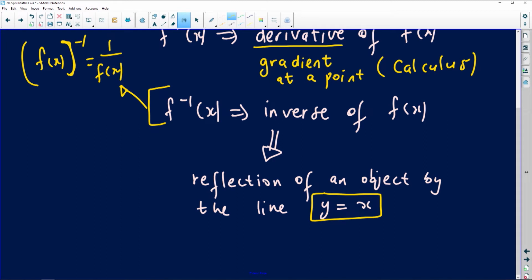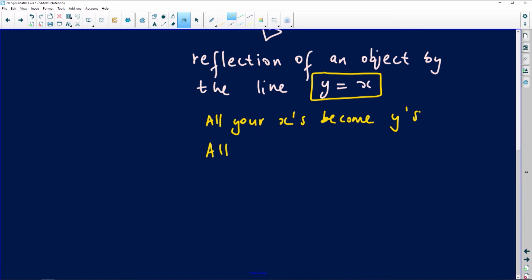what happens is all your x's become y's, right? And all your y's become x's. That's it. There's nothing else. That's all there is to it. If it was in my class, I would say class dismissed, but we are here, so we want to see how this really applies in the context of solving problems.